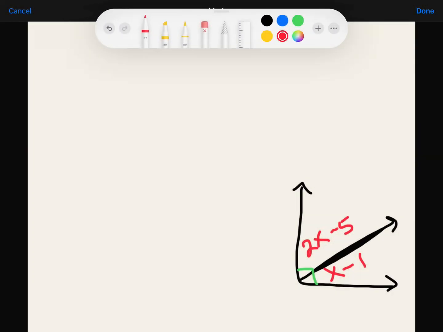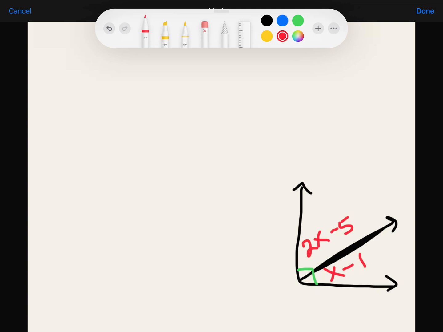All right, so here we have two angles and we have a little box. Remember, this box means 90 degrees. So therefore these angles together measure 90 degrees. We have a special name for that, and we call them complementary angles.